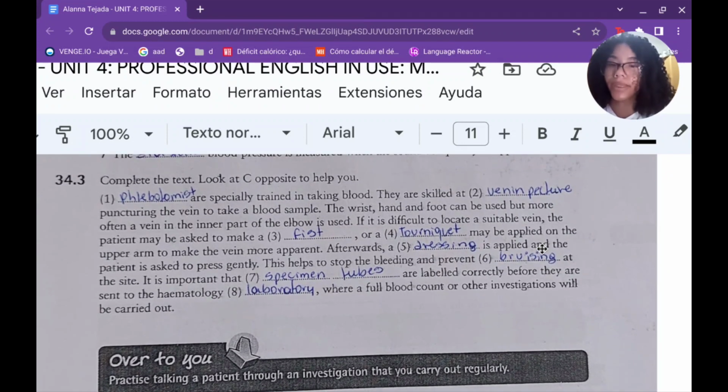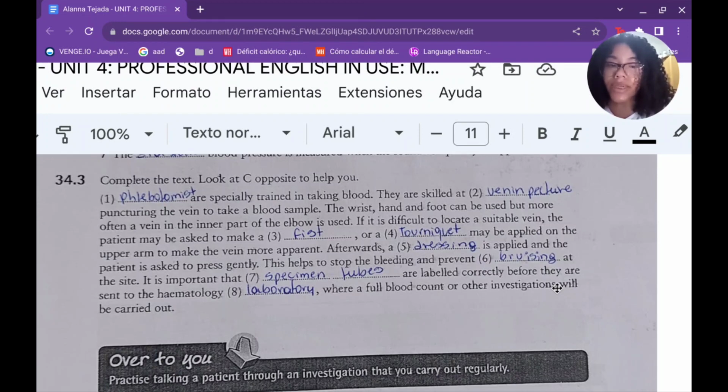4.3 Complete the text. Look at C opposite to help you. A phlebotomist is specially trained in taking blood. They are skilled at puncturing the vein to take a blood sample. The wrist, hand, and foot can be used, but more often a vein in the inner part of the elbow is used. It is difficult to locate a suitable vein. The patient might be asked to make a fist, or a tourniquet may be applied on the upper arm to make the vein more apparent.